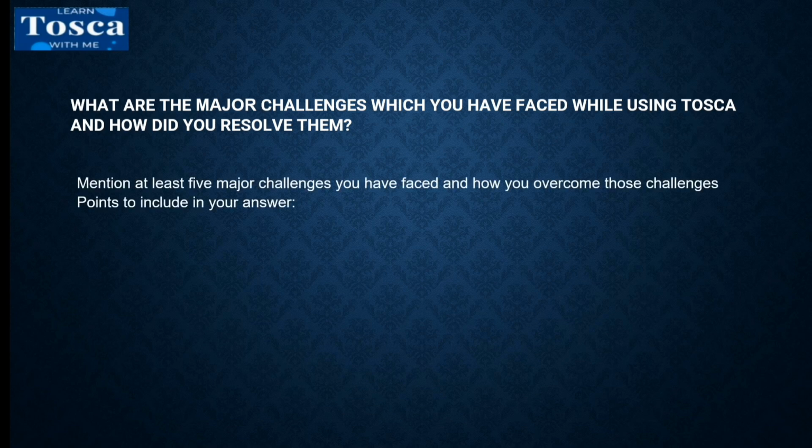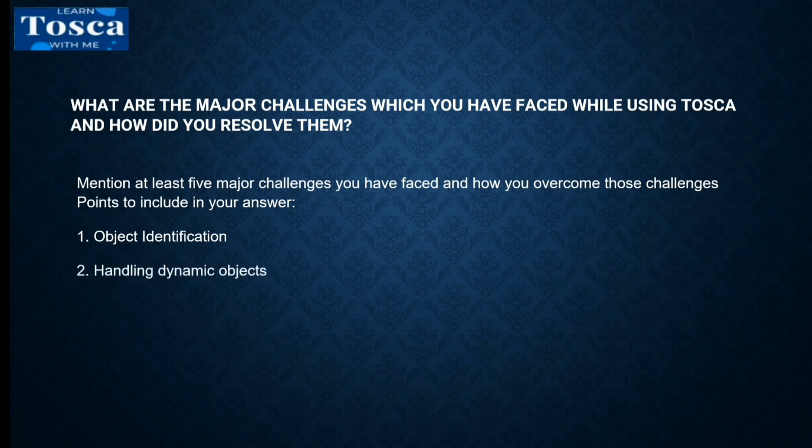Whenever you get this question, you have to tell at least 4 to 5 challenges. First is object identification. This is the common challenge which everyone faces when they start working with Tosca. In a web application, it is a bit easy to identify the objects or make them unique, but when it comes to a desktop application, it becomes a bit difficult or complex to make the objects unique. So this is one common challenge.